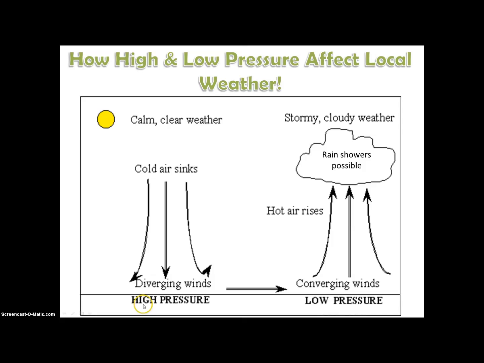Again, just to review, high pressure systems are typically calm and clear. Low pressure systems are typically cloudy, with possible rain showers, even storms. Now, let's talk about how high and low pressure systems help to form winds.